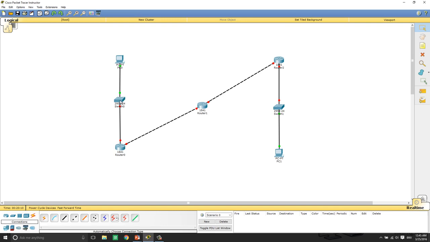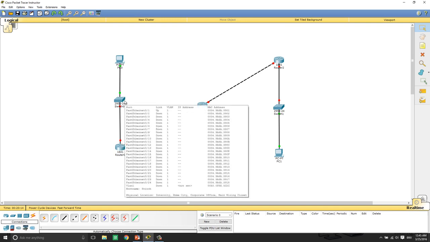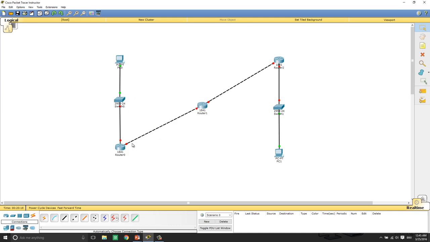Right, so we'll not do anything with the switch. We're just going to leave the switch because a switch works without any configuration, since everything is in VLAN 1. So we'll not do anything with the switch. The switch is just going to be there.